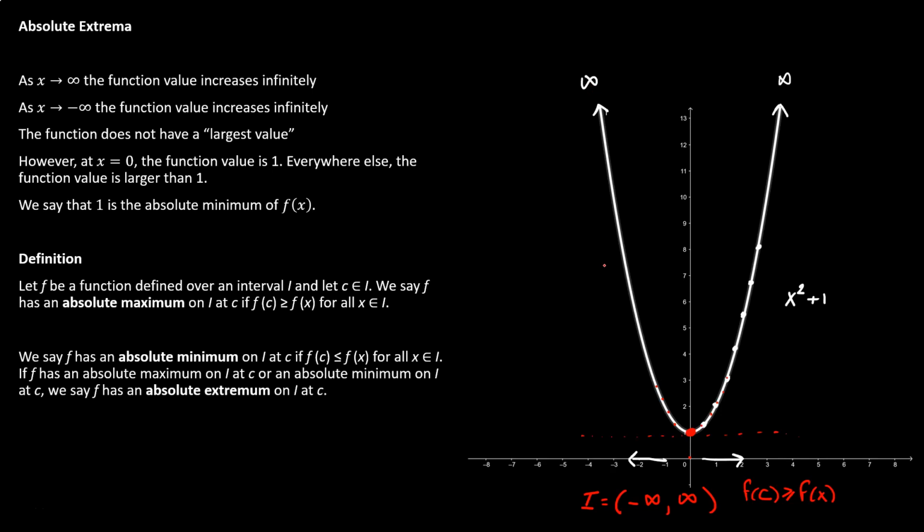Let's compare it to our absolute minimum definition. Again, we're looking on the interval I for this function that we have graphed. Our function f has an absolute minimum on the interval I because we found a value c at x equals 0, such that when we plug 0 into our function, the function value is smaller than all other values that come out of our function. So we call that the absolute minimum on I, and then the absolute extremum, that's the function value. So the minimum happens at c equals 0.